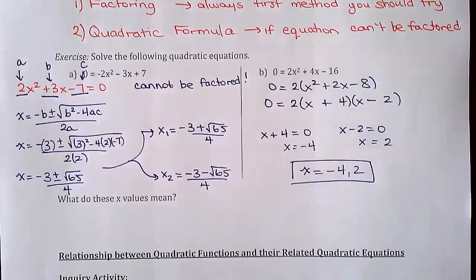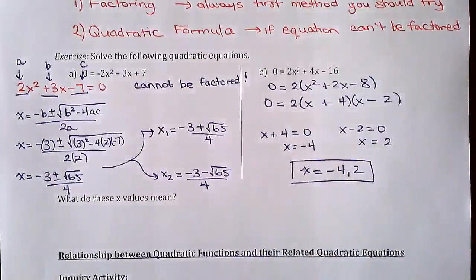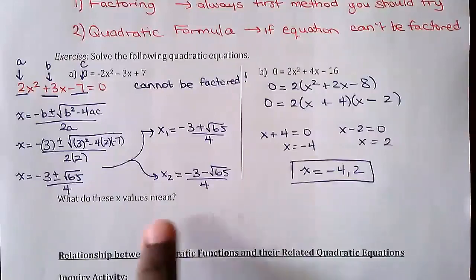Again, this should be review. If you weren't able to get these answers because you totally don't understand it, you need to go back and watch our previous 2 lessons. If you just made a small mistake, again, you just need to edit your work as you go through. So what do these x values actually mean?